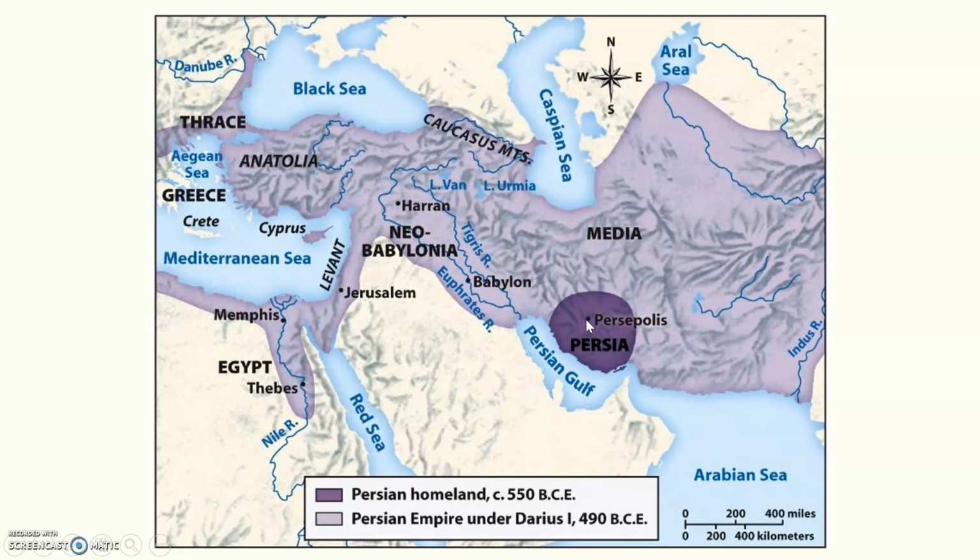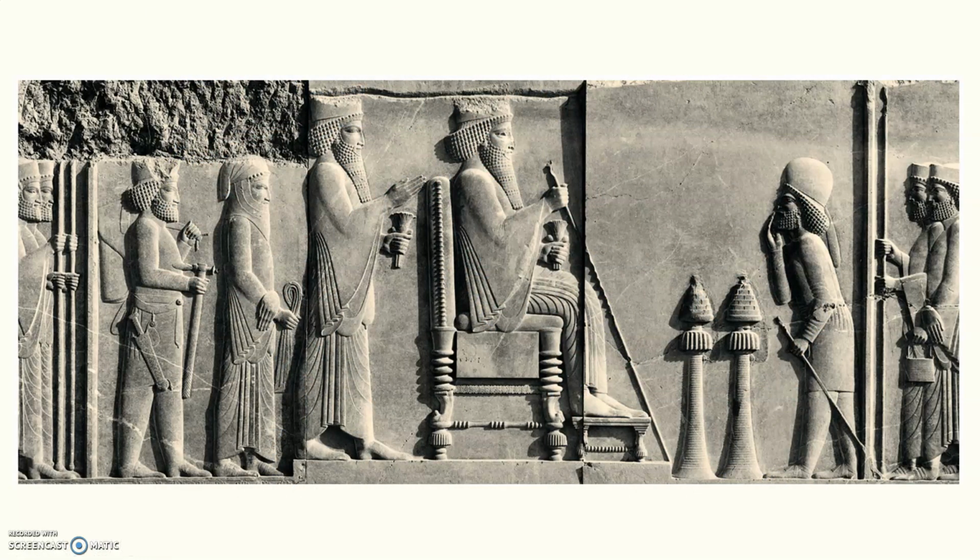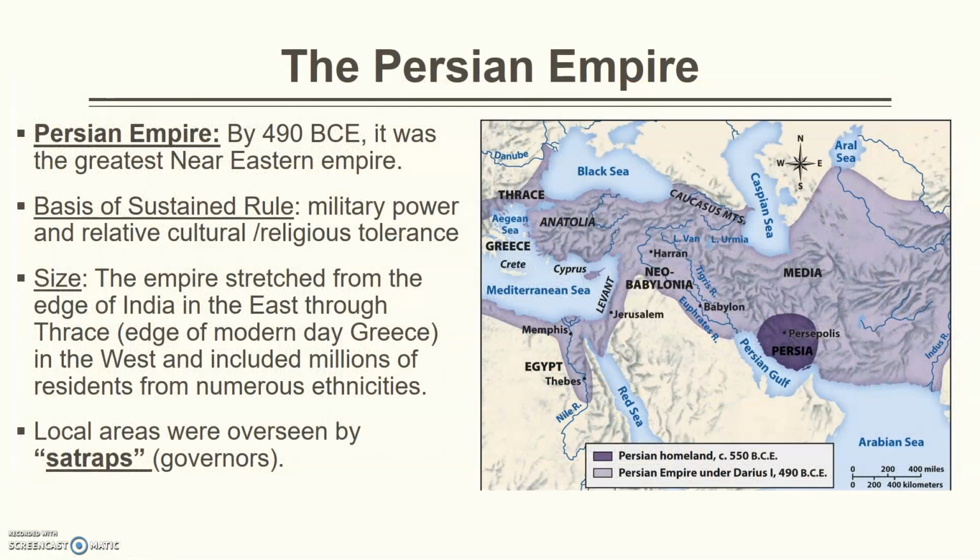Do they expand fully to these great lengths there? The other thing is, where is Persia today? Persia is modern day Iran, is where this is based. And that's the area we're starting with here. So the Persian Emperor, and you can see this is from the capital, Persepolis. Again, by 490 BCE, the greatest Near Eastern empire. How did it have this power and sustain its rule? Because it's pretty long lasting.